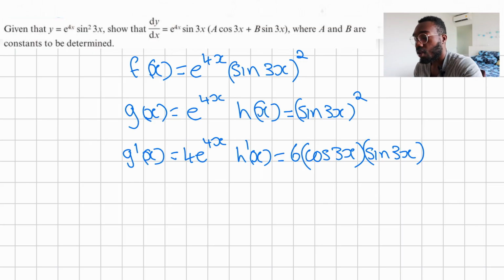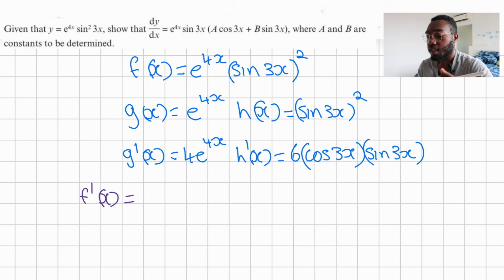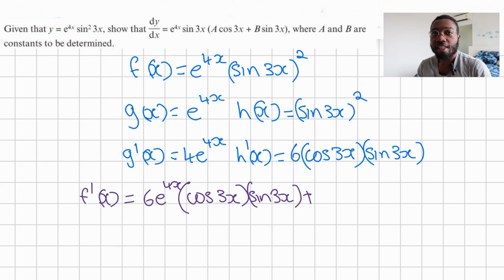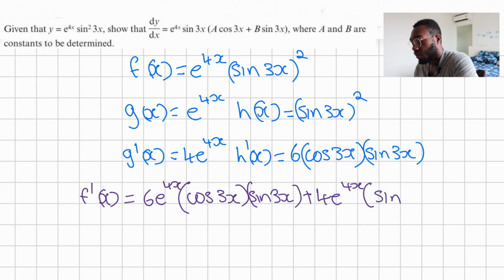And now again, using the product rule, we know that f dash x will be equal to g of x times h dash x. So in this case, that would be e to the power 4x times 6 cos 3x sine 3x. If we put it all together, we get 6 e to the 4x, and then we get a cos 3x sine 3x, and then that is plus g dash x h of x, which would be 4e to the 4x, then in brackets would have a sine 3x squared.